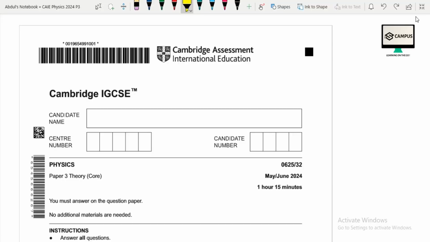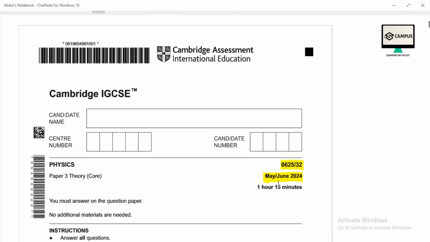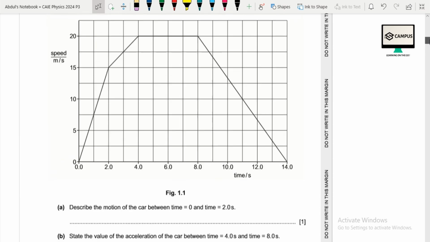Today we are going to attempt Physics Cambridge IGCSE Paper 3, and this one is from May-June 2024 and variant number 2. So without further ado, let's start from question number 1.